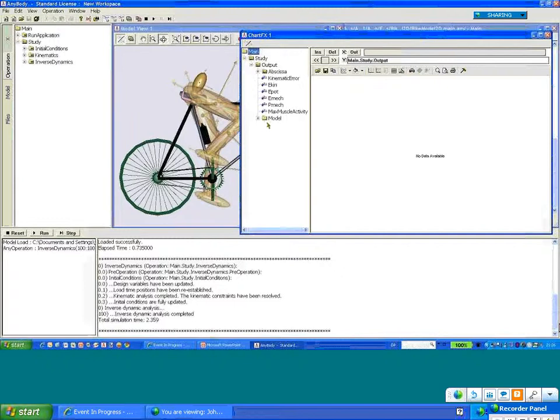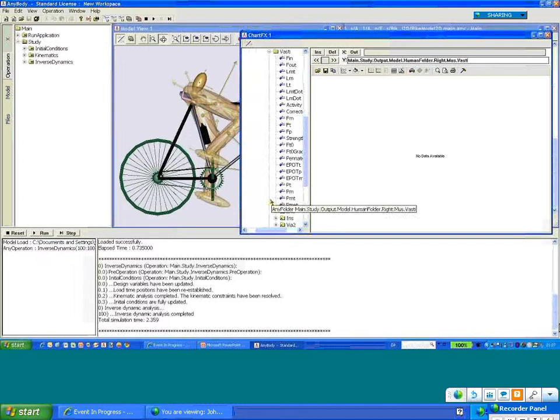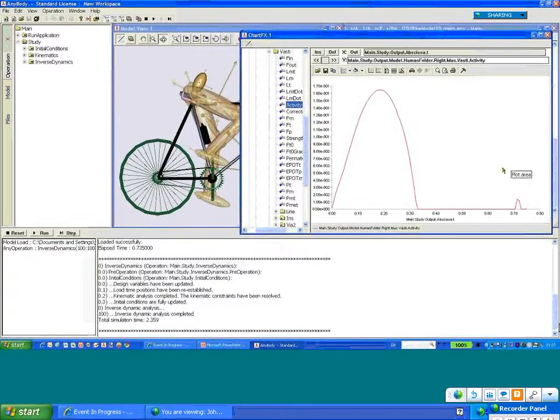So I'm going into the human folder. I'm going to find the right leg, and I'm going to find the muscles. And inside the muscles, I'm going to find, for instance, the left eye, and I'm going to take the muscle activation. So this is the activity in the muscle. This is the percentage of muscle activation, the percentage of maximum voluntary contraction that the muscle is activated.